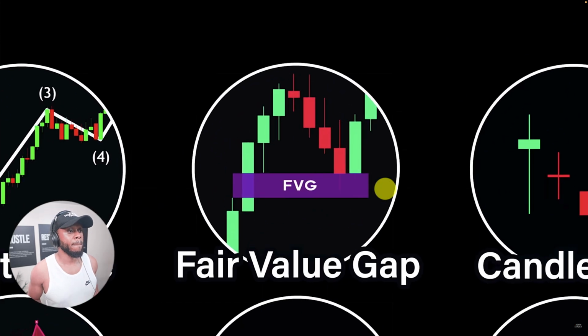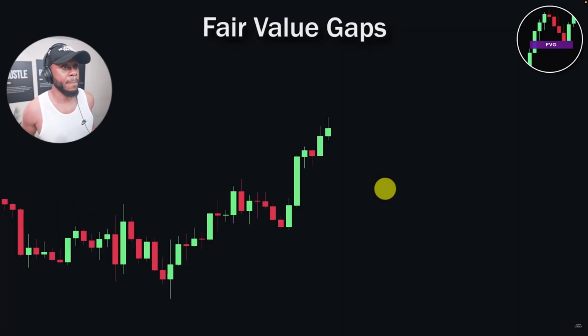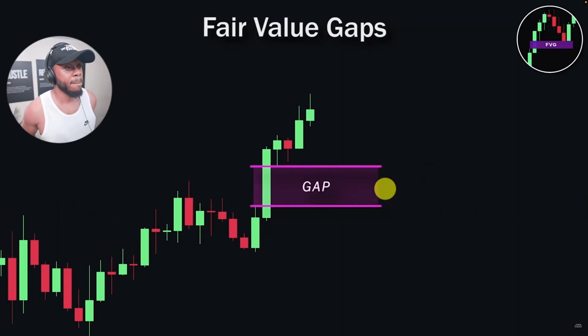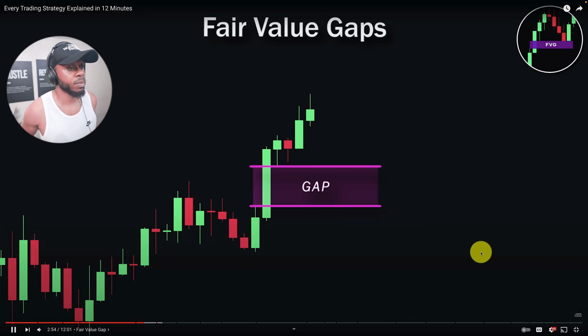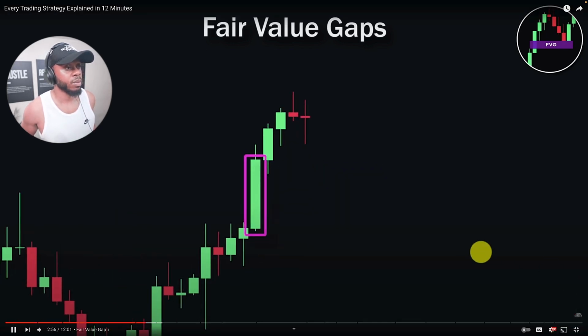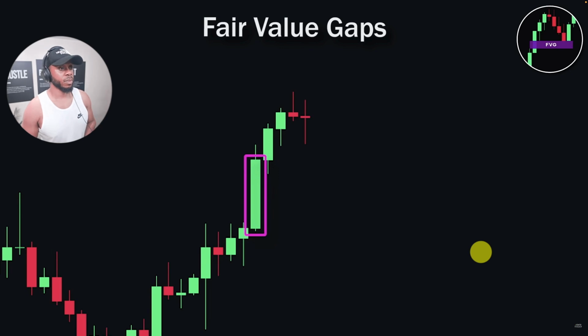Fair value gaps. A fair value gap occurs when a candle forms a significant gap due to an imbalance of buying or selling. To find a fair value gap, you first need to find a candle with a large body. Then, draw a rectangle at the gap. Place it between the previous candle's wick and the next candle's wick.